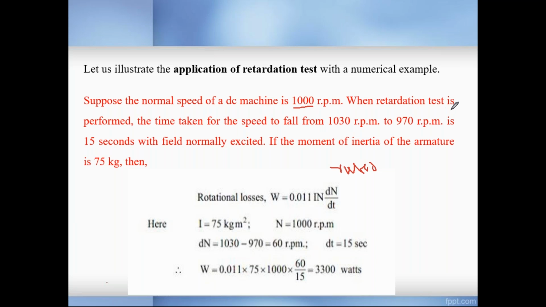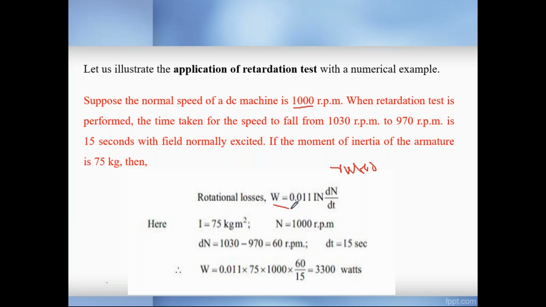Now when the retardation test is performed, the time taken for the speed to fall from 1030 rpm to 970 rpm. This test is never conducted exactly at the rated speed. The motor should first be running at 1030. When we remove the supply, the speed will be reduced to 970 rpm. The speed reduces from 1030 to 970 in 15 seconds with the field normally excited. If the moment of inertia of the armature is 75 kg m square, we need to find the rotational loss.